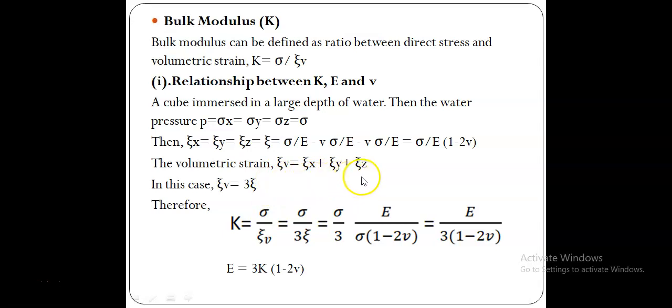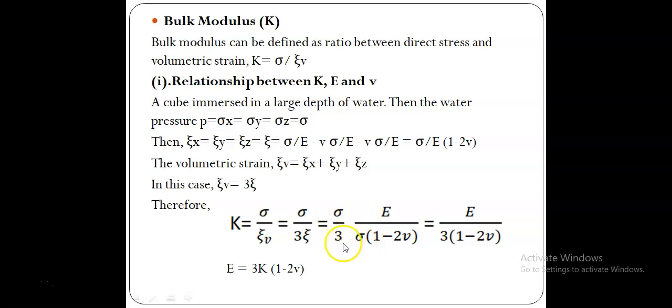Therefore, the volumetric strain can be calculated, that is epsilon V is equal to epsilon x plus epsilon y plus epsilon z. In this case, epsilon V is equal to 3 epsilon, since the cube is immersed in water. Therefore, K is equal to sigma divided by epsilon V, which is equal to sigma divided by 3 epsilon. Here volumetric strain is epsilon x plus epsilon y plus epsilon z, so the total volumetric strain is 3 epsilon.